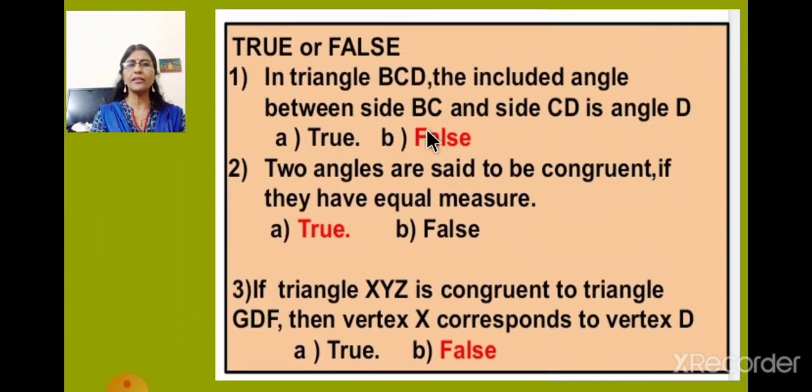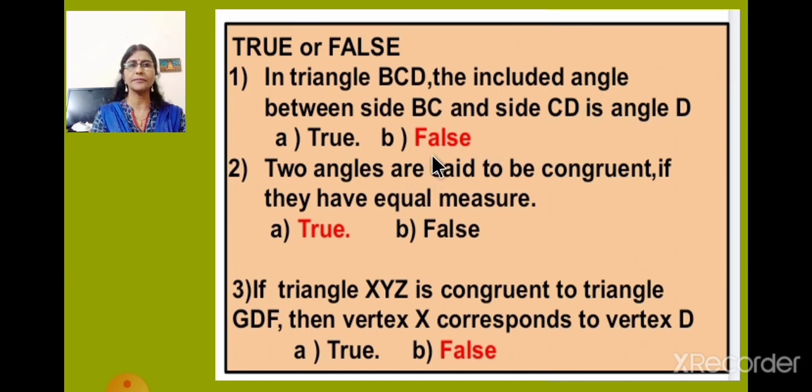Now true or false? In triangle BCD, the included angle between side BC and CD is angle D. Now here you can see this is the name of the triangle BCD and this is the side BC and CD. So which angle will be in between? It will be angle C. And in the sentence they have given D. So this statement is false.